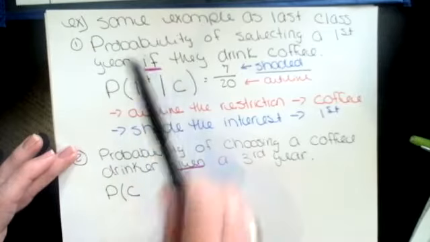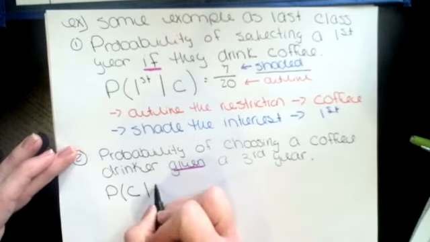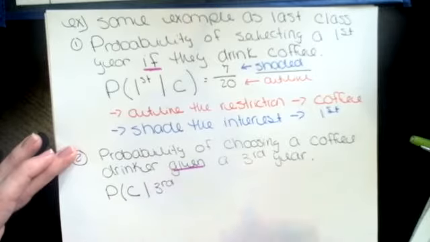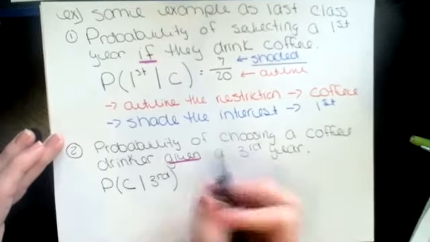Up here, it was if, and now this one's given. So it's saying, what's the probability of choosing a coffee drinker given that the student's a third-year student? So knowing already that it's a third-year student. Third year has already taken place. So here I'm going to use my vertical line indicating given, and then I'm going to write just third-year student. Remember, you can abbreviate all you want, however it makes sense for you. I am not picky about that.